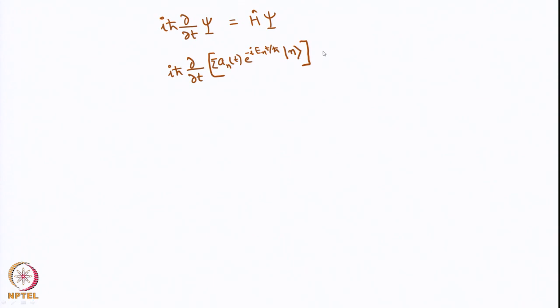Equals to H, which is nothing but H naught plus H prime of t, this acting on the sum over n of a_n(t) e to the power of minus i E_n t by ħ, psi_n.